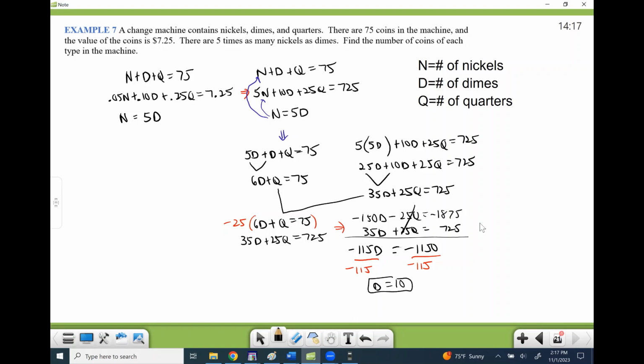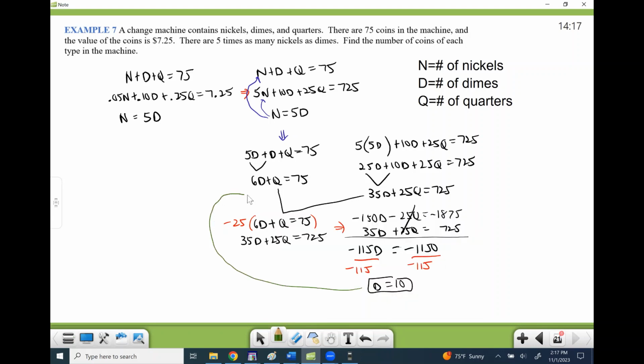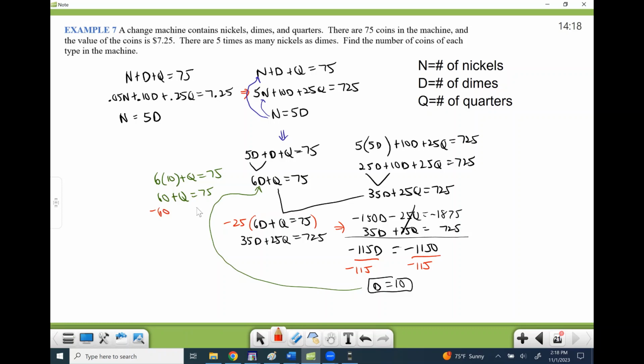Okay, so we know that there's 10 dimes in the machine. So let's go get the quarters. So if we take this and we substitute it in right here, we have 6 times 10 plus Q equals 75. 60 plus Q equals 75. So if we subtract the 60 from both sides, then we're going to find out that Q is 15.